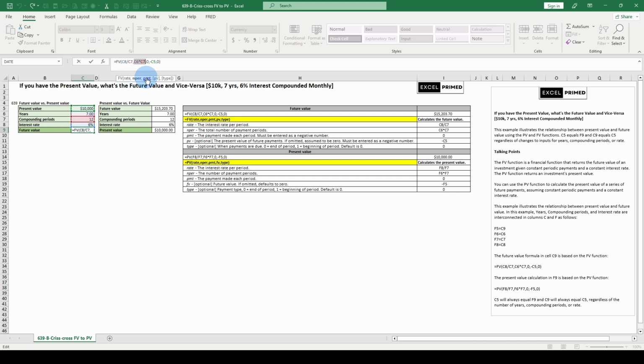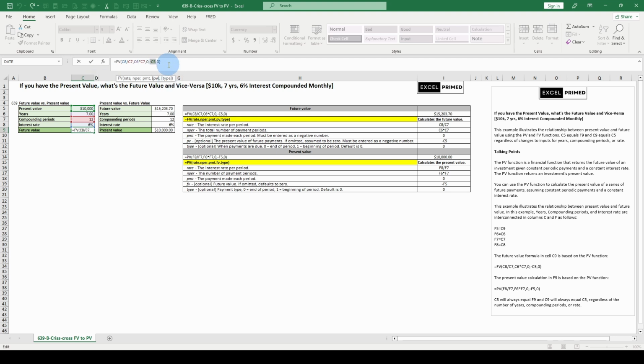We're going to look at our payment, 0. And we need to start off with something, C5, and I know this is crazy. You have to put a negative number, negative 10 grand. You have to put a negative, but the present value is recognized as growing forward. And then the type is going to be 0, at the end of the period.